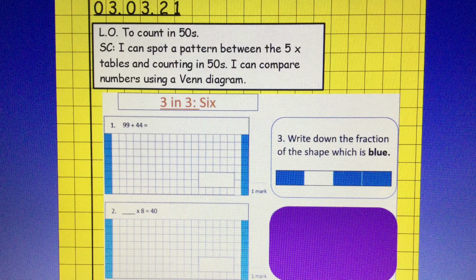We're going to start with our 3 in 3. I'm going to read the questions to you and then you're going to pause the video and start your 3-minute timer. Number 1, 99 add 44. Number 2, blank times 8 equals 40. Number 3, write down the fraction of the shape which is blue. Pause the video now and try and answer the 3 questions.